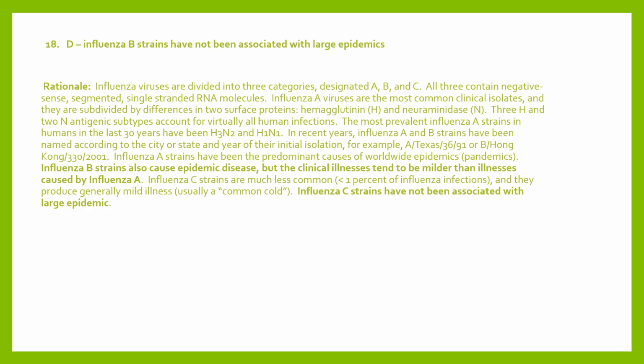Influenza A strains have been the predominant causes of worldwide epidemics or pandemics. Influenza B strains also cause epidemic disease, but the clinical illnesses tend to be milder than illnesses caused by influenza A. Influenza C strains are much less common, less than 1% of influenza infections, and they produce generally mild illness, usually like a common cold. Influenza C strains have not been associated with large epidemics.